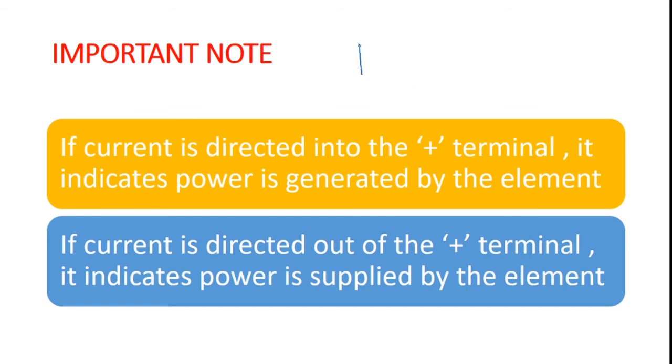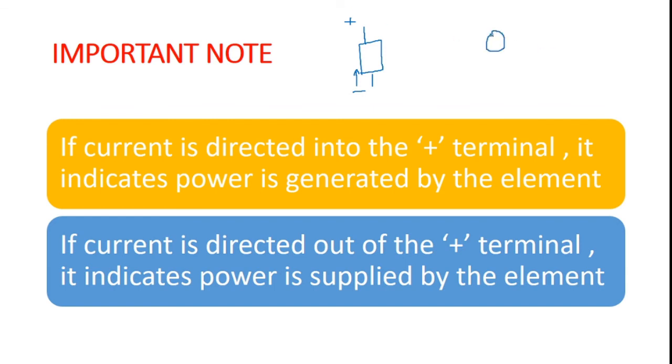So for example, let me take some element. Let me have two terminals. Fine. So let me have this to be the positive terminal, and let us have this to be the negative terminal. Now, the first point indicates that if it is directed into the positive terminal, the power is generated by the element. So if the current flow is like this, directed towards the positive terminal, then we can say that this element generates the power.